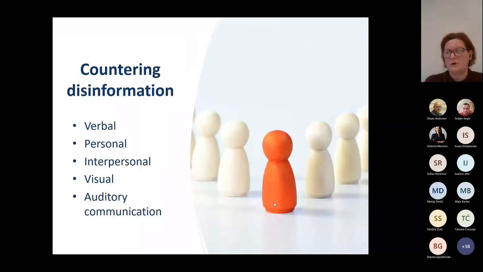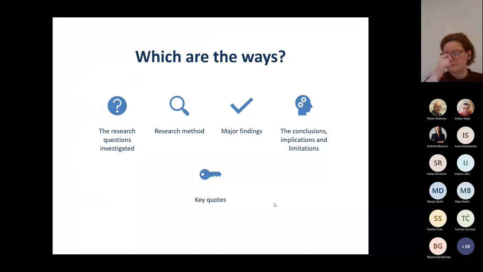There are some ways, of course, to counter climate disinformation. These ways involve verbal, personal, interpersonal, visual, auditory communication. Which are the ways? Of course, as a climate journalist, as a climate communicator, as an activist for a major environmental issue, we have to be certain. We have to follow the scientific method.